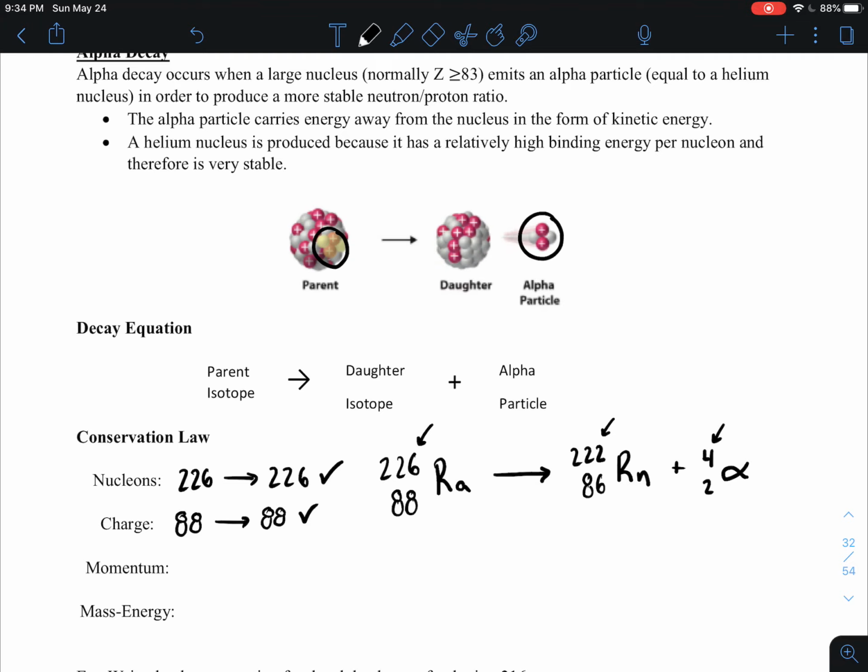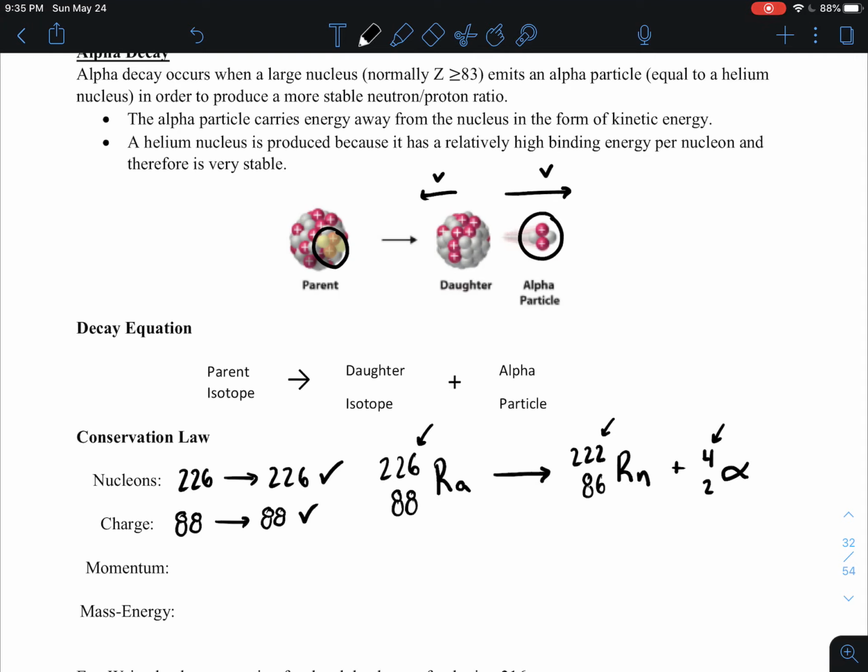In terms of momentum, we don't know exactly what's happening here, but we can make a prediction that if this parent particle was stationary, and an alpha particle decided to throw itself off to the side with some kind of speed, kind of like an explosion perhaps, we can predict that most likely this daughter product would also move.